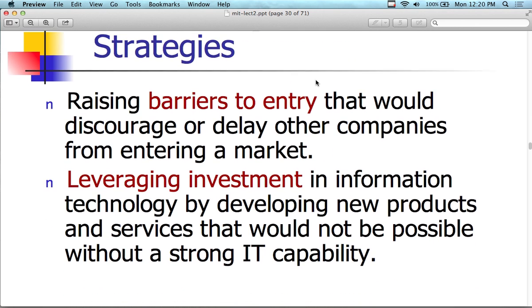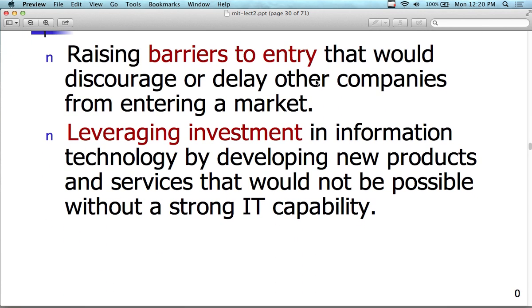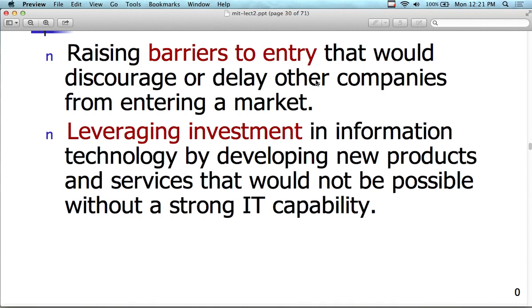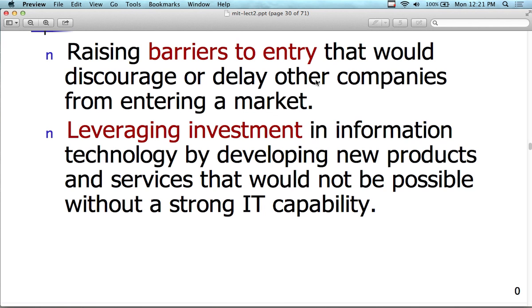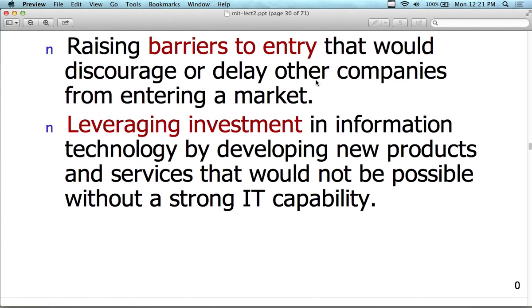Other competitive strategies also raising the barrier to entry, as I mentioned before. What would discourage or delay other companies from entering the market? Maybe a patent would. You know, usually a patent does. Or maybe you've got a secret ingredient.